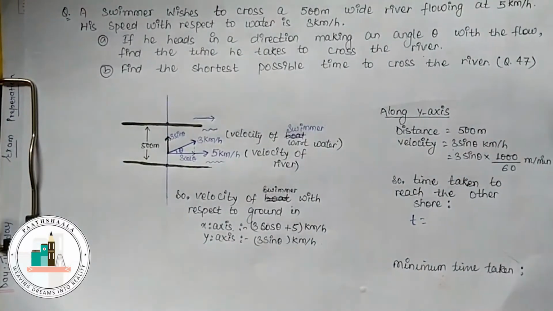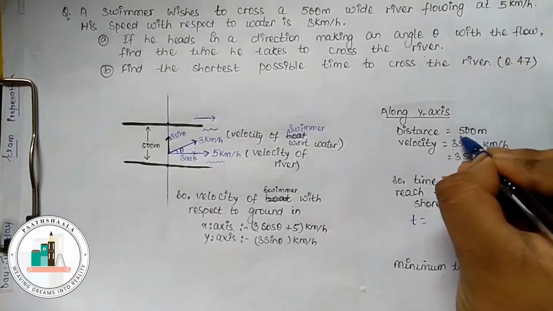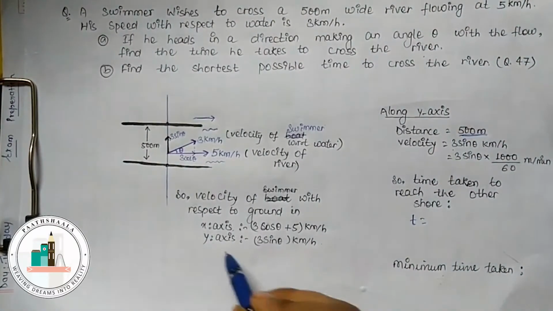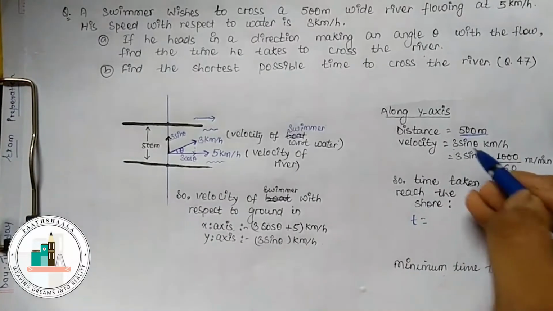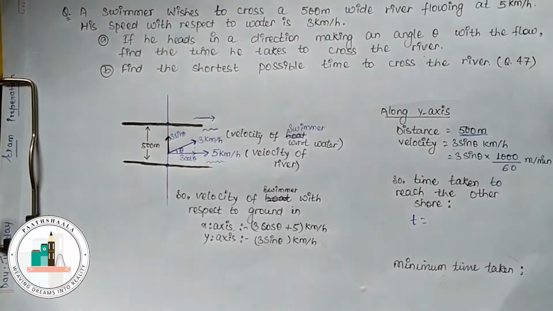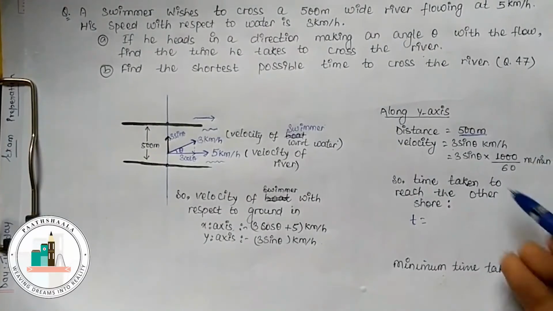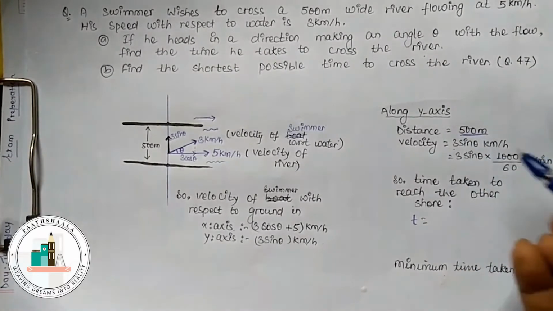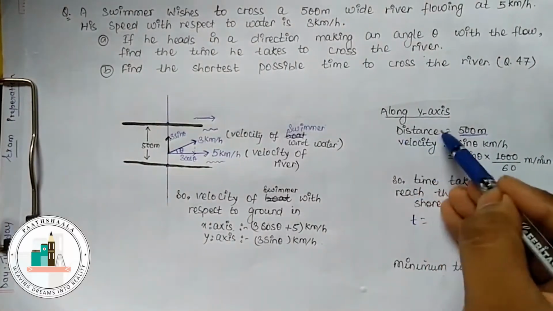So along the y-axis, what will be the distance? The distance will be 500 meter, and the velocity, as we have derived from here, is 3 sin theta km per hour. We will convert it into meter per minute. So what will be the time taken to reach the other shore? Along the y-axis we have found the distance and the velocity.